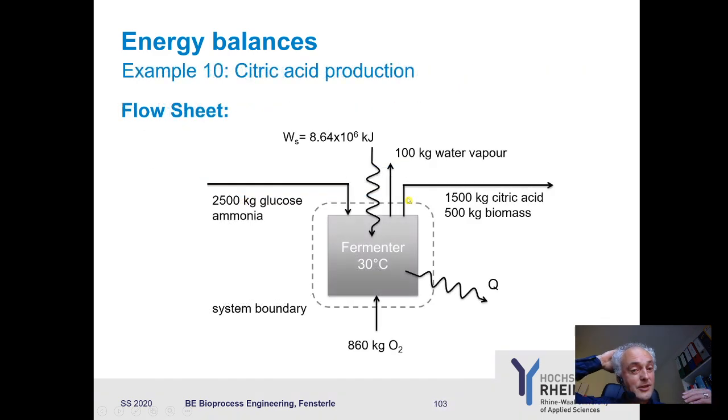For calculating the heat of reaction, we have two ways to do that. We can, on the one hand, use the heats of combustion, and then we just need to subtract the sum of the reactants and the sum of the products. So this is one possibility. Then, of course, we need to know the masses of all components. The easier way is, if it's an aerobic process, just calculate the heat of reaction based on the oxygen consumed.